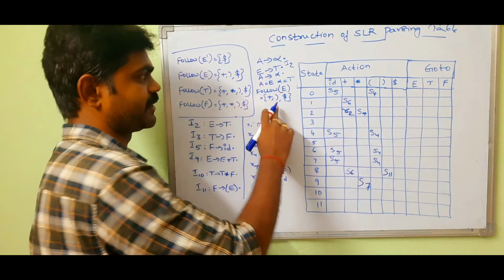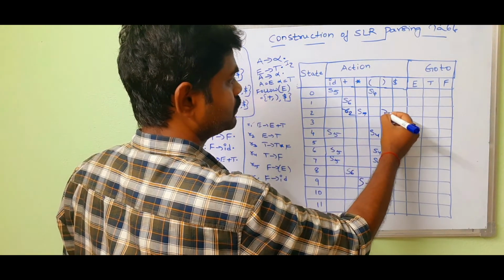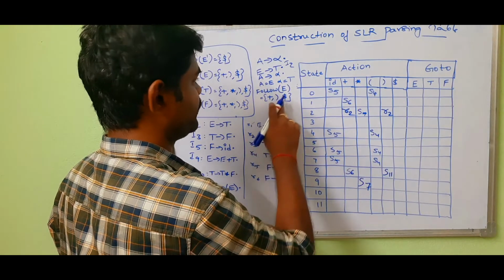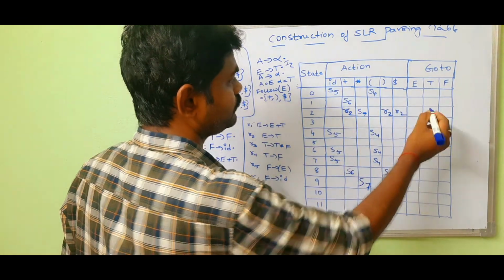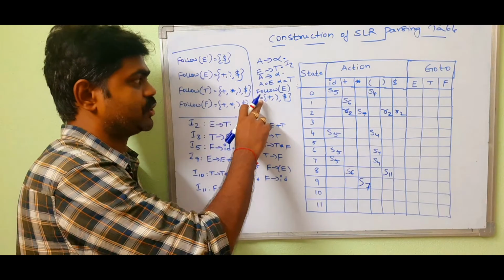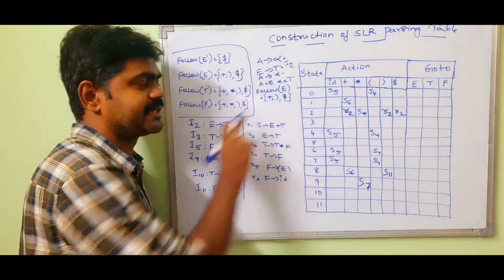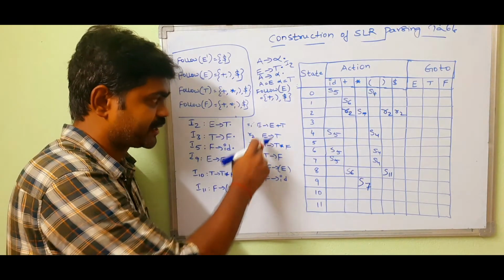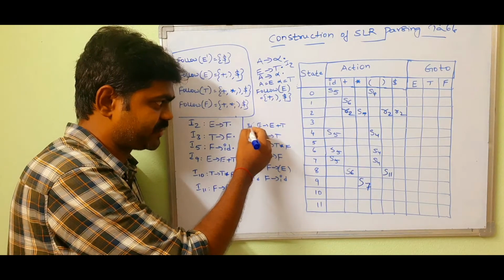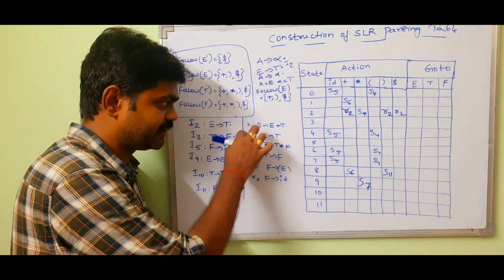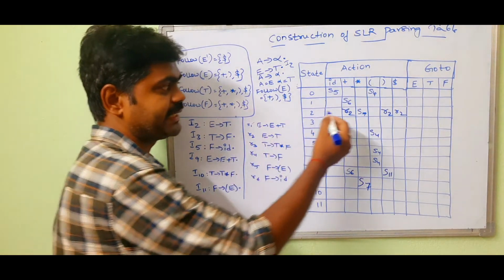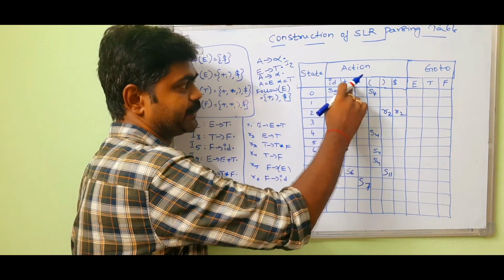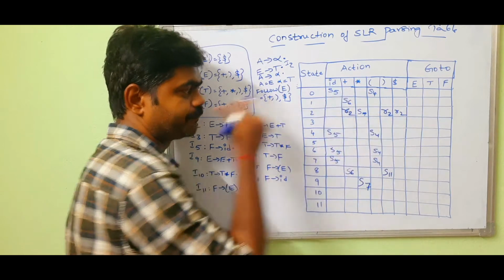So in the place of right parenthesis, R2. So in the place of dollar, R2. Are you getting what I am saying? So here follow of E, I got plus, right parenthesis, dollar, and we should check this rule E tends to T, where it is. So here we have named the first one as R1, the second one as R2, like that. Here it is R2. So write R2 in the place of plus, right parenthesis, dollar.